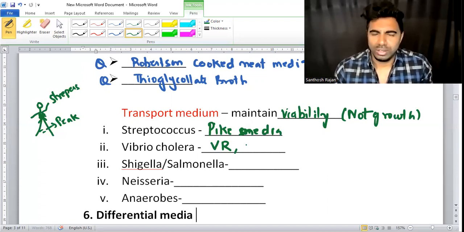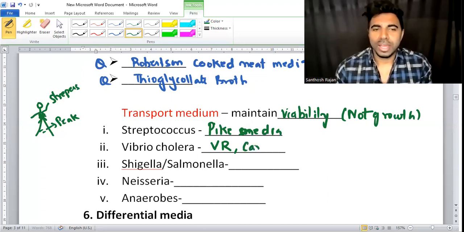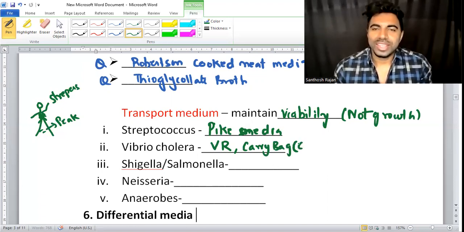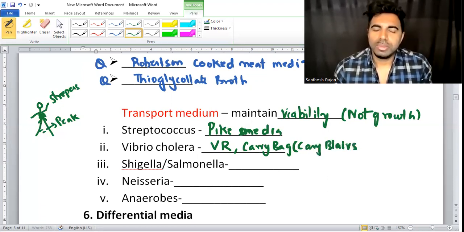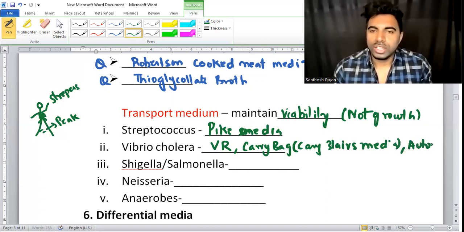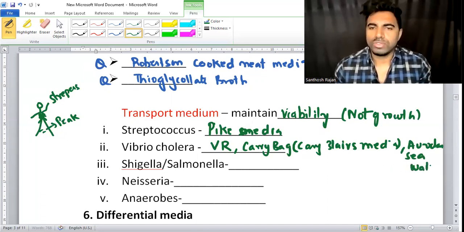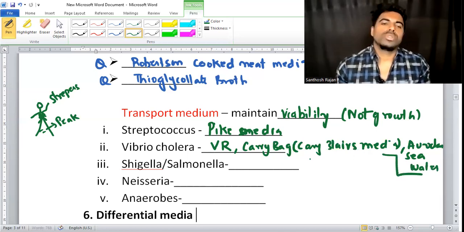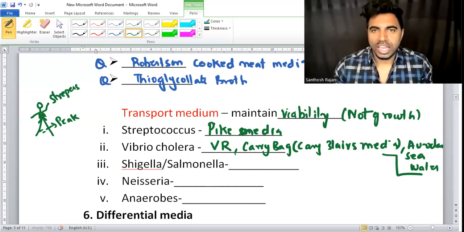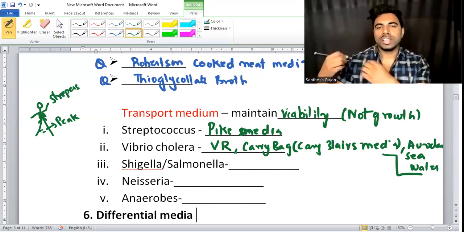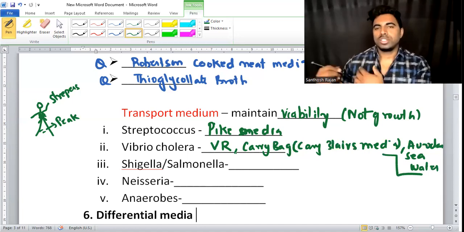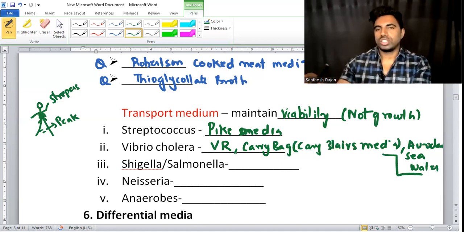Another one: Vibrio is a darling girl, and she always carries a beautiful carry bag. What is that carry bag? That is Cary-Blair media. And the other one is autoclaved seawater. Vibrio loves alkaline water or seawater. These are the transport media. So Vibrio's boyfriend is VR, who carries Vibrio, she is transported in the Cary-Blair carry bag, and in autoclaved seawater.